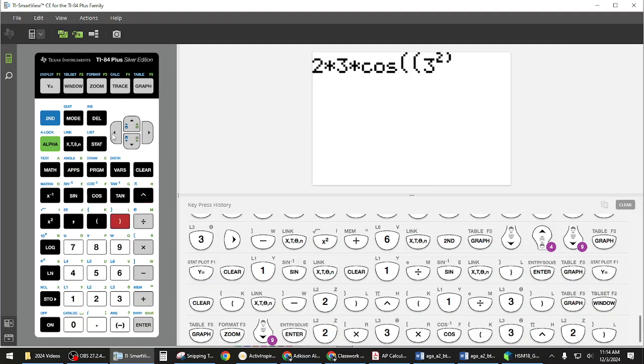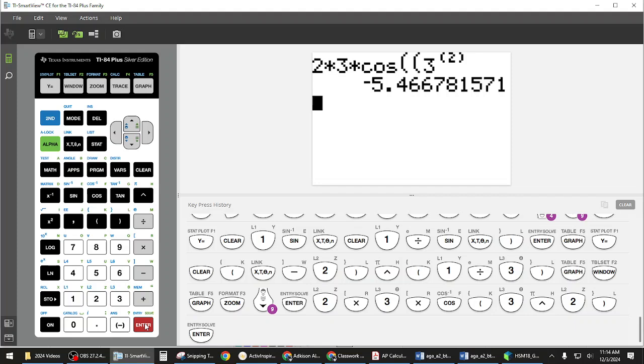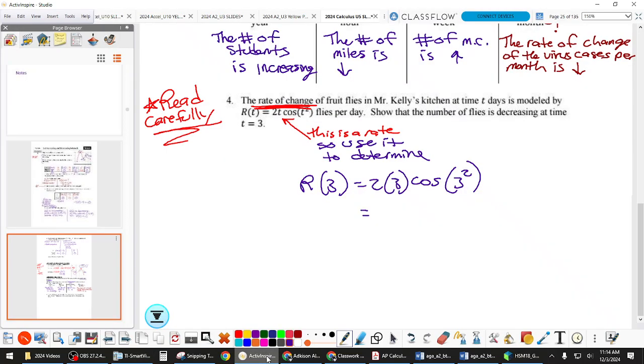I think that's probably going to work. Negative 5.4667. Okay, so what does that tell us? So the number of fruit flies is decreasing. So this is something you could, if you wrote decreasing at a rate of negative, that's that double negative thing. Yeah, it's a double negative. So make sure you word it without that.